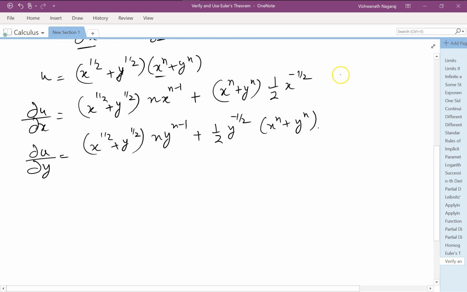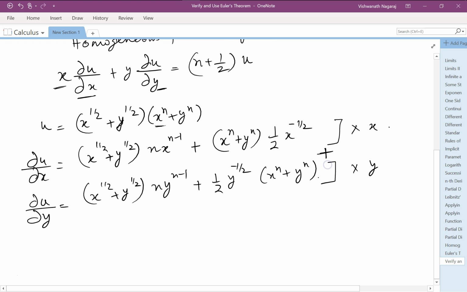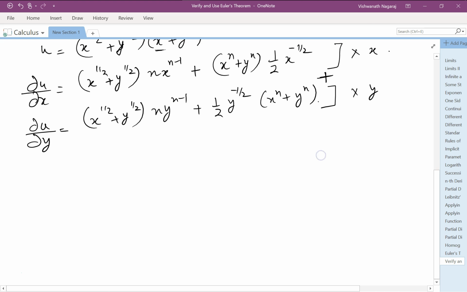Now what do we do? We multiply dou u by dou x with x, and dou u by dou y with y, because we have to prove this. Then we add these two and simplify it to see whether we arrive at n plus half times u. So let's multiply dou u by dou x with x, and add this to y times dou u by dou y.